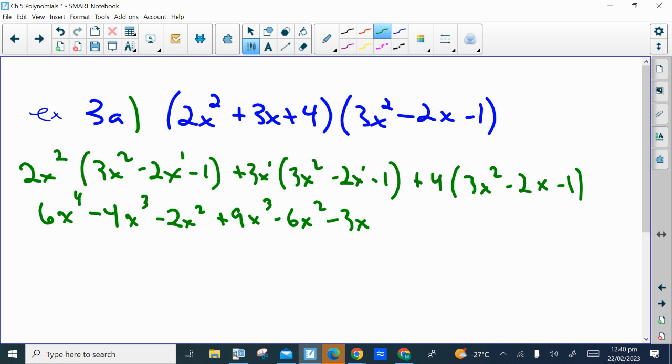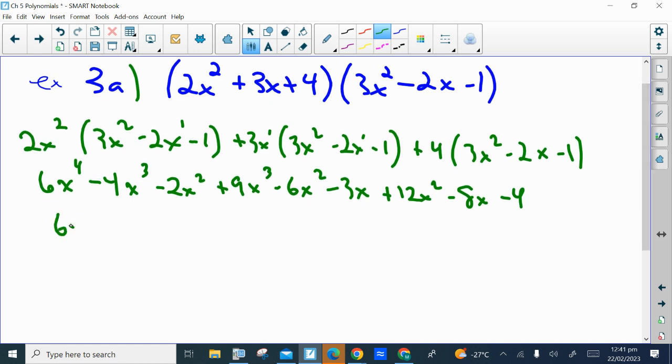And finally, we multiply all three terms in the second bracket by a positive 4. Because there's no x on that positive 4, none of the x's will change, just the coefficients. It'll be 12x squared minus 8x minus 4. So I'm going to do my next step, showing that I'm collecting the like terms. You don't necessarily have to do this, but if you do, it probably reduces the chances of you making a mistake.